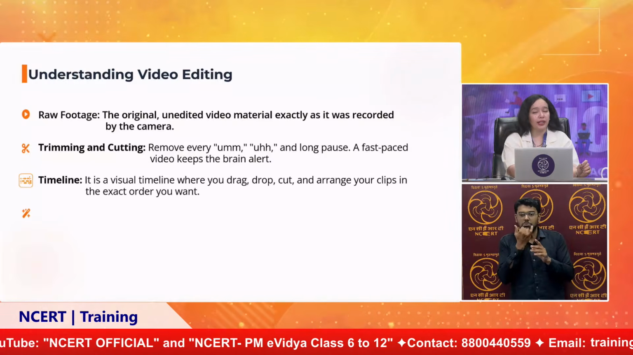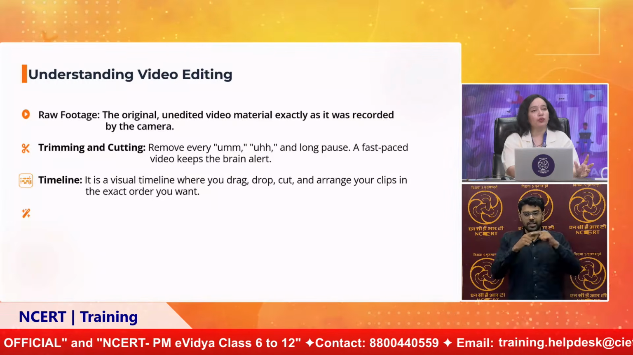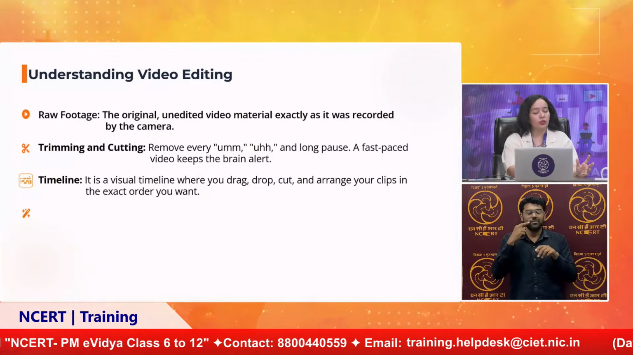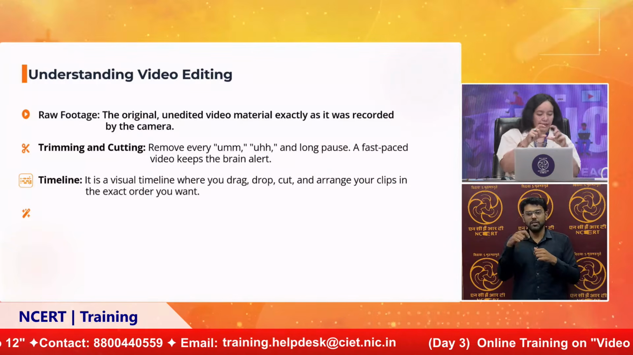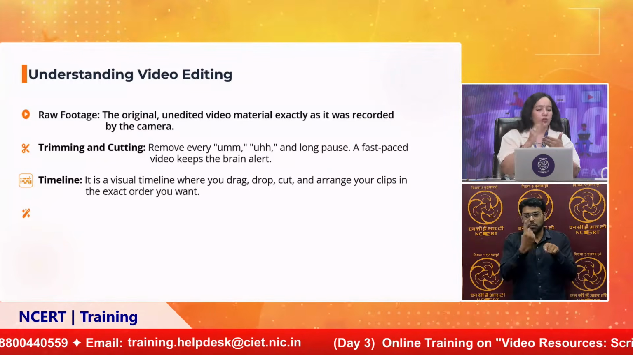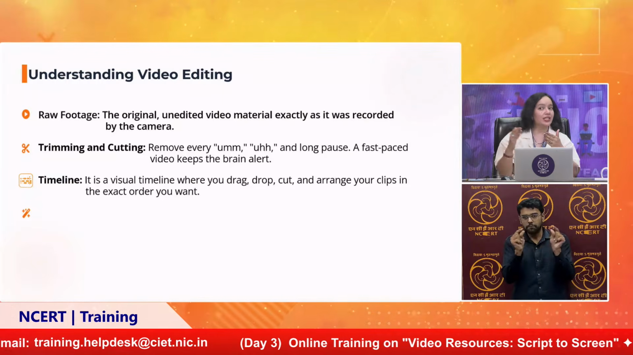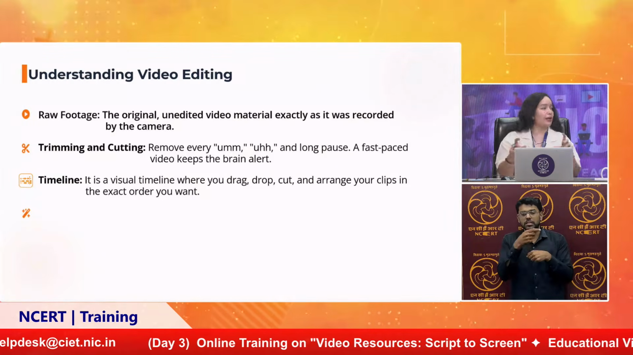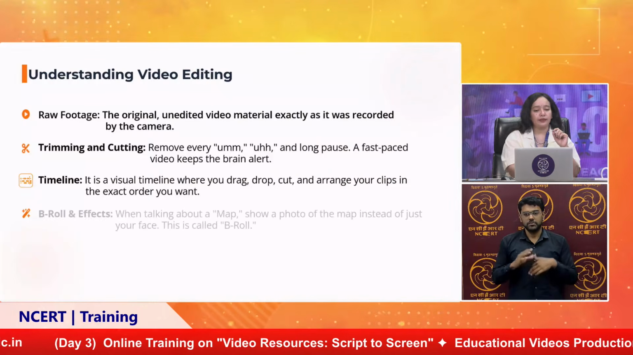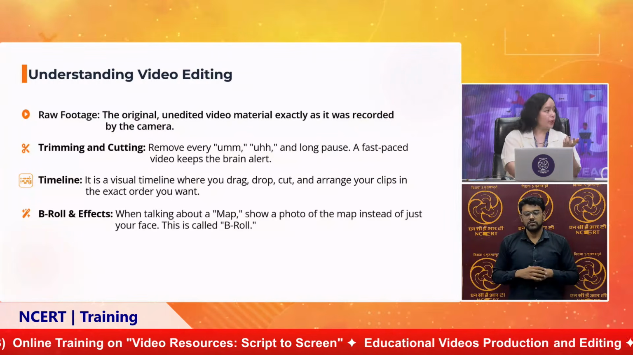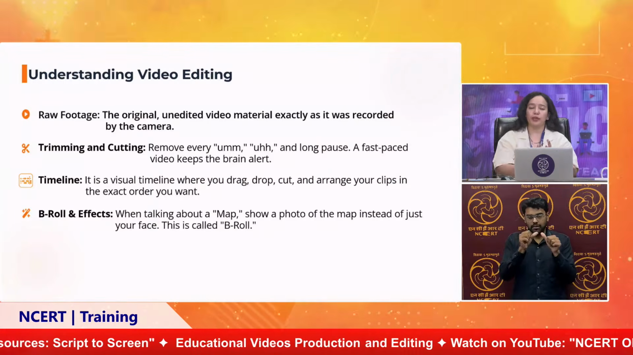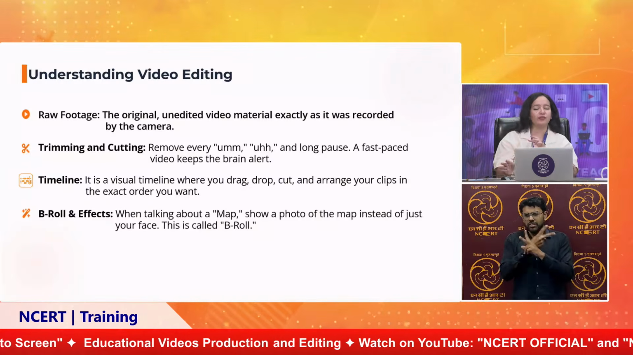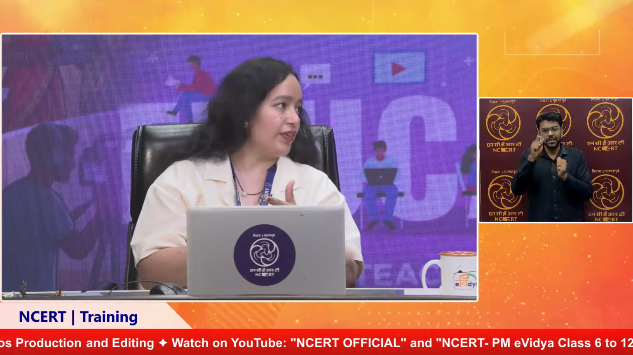Next is the timeline. When you use the application, you select and import the files, and there is a timeline where you make the sequence and arrange the shots. That we call a timeline. The next is B-roll and effects. B-roll I have already explained. On the timeline we insert the A-rolls, we put the B-rolls, we use the transitions, the effects and the background music. All together, then your final video will come.